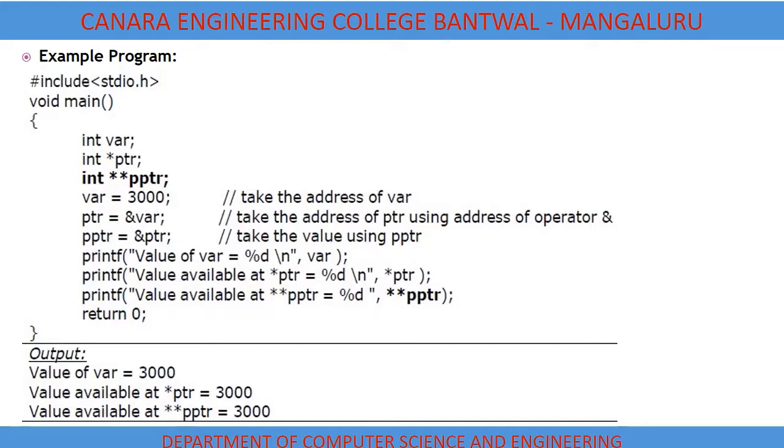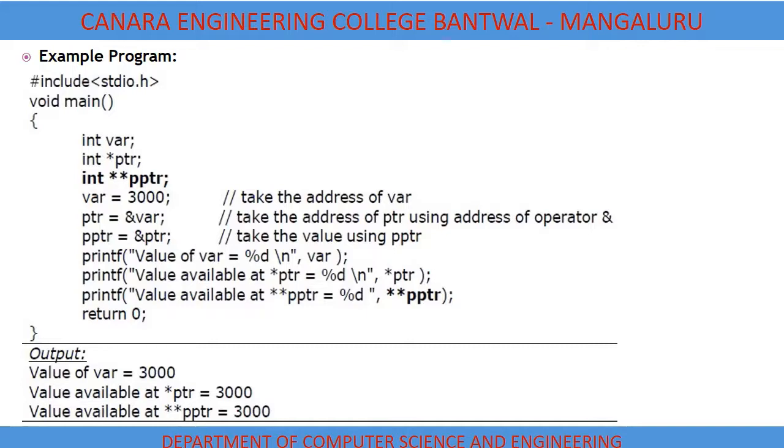In this example we'll try to illustrate how a pointer is holding the address of another pointer. We have taken a simple int variable, which is holding the data. The next variable is a pointer variable, a single pointer, that is star ptr. The next is a double pointer, that is int double star pptr. Now I'm storing the data in the variable, assigning a value: variable is equal to 3000.